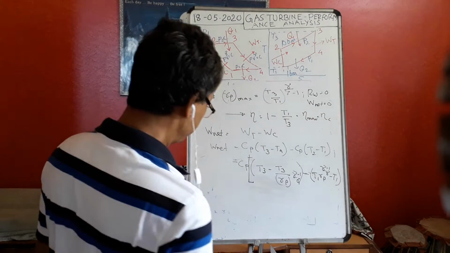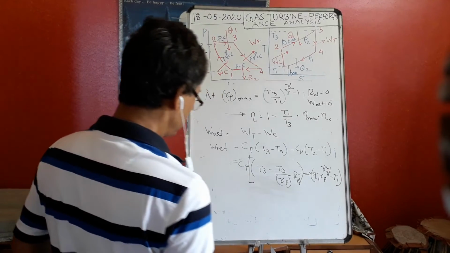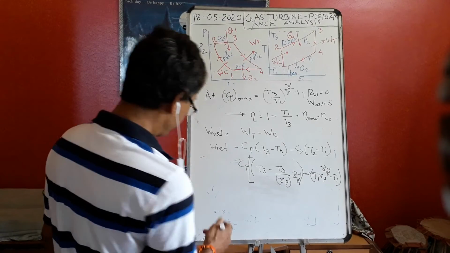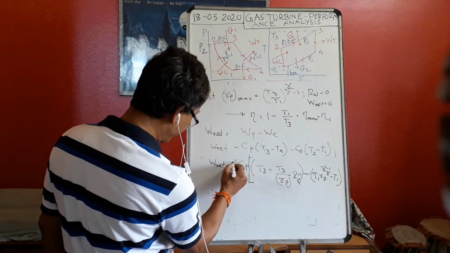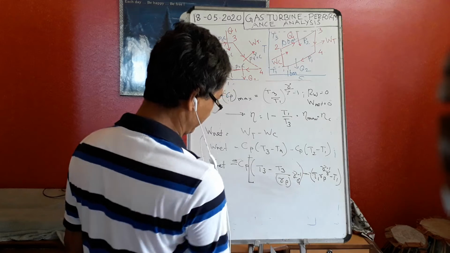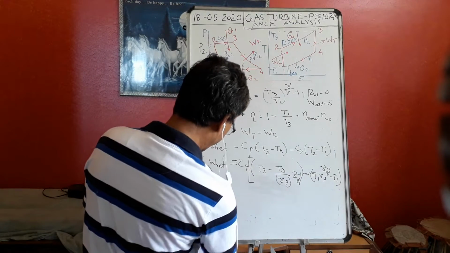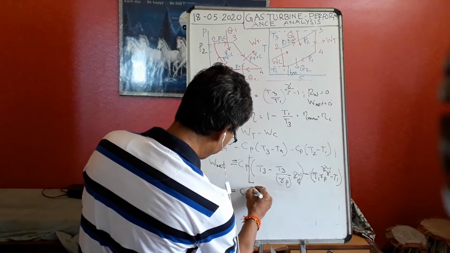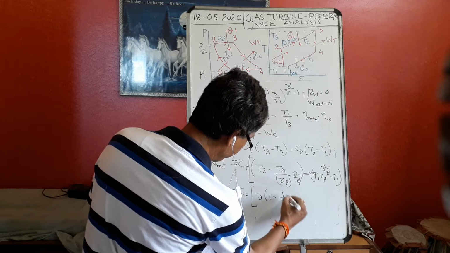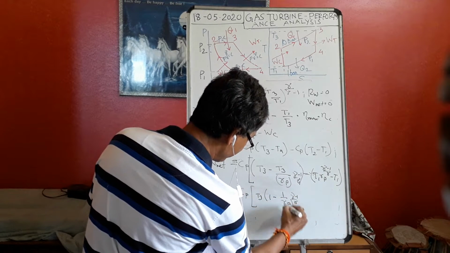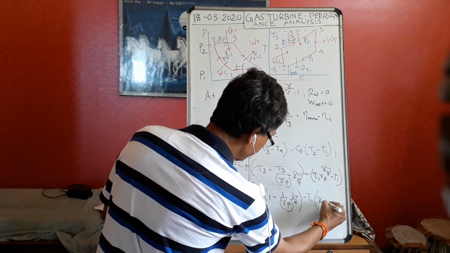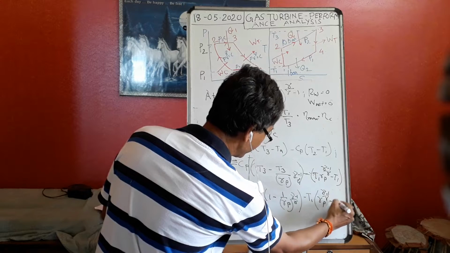Now if I see this one, W net is equal to Cp T3 by Rp to the power gamma minus 1 by gamma and T1 Rp to the power gamma minus 1 by gamma. So if we take common here, then what will come? Cp T3 into 1 minus 1 by Rp to the power gamma minus 1 by gamma. If I take common T1 here, Rp to the power gamma minus 1 by gamma minus 1.